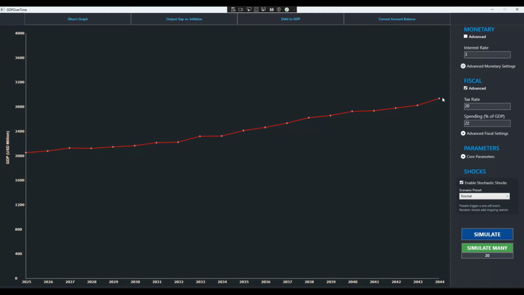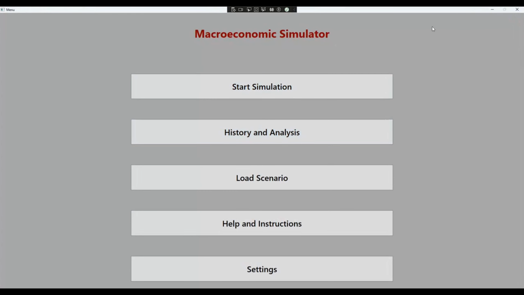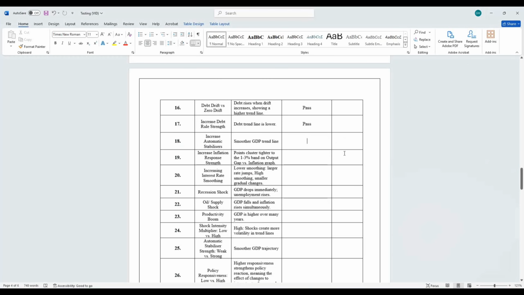The trend line goes from A to B. The gradients don't vary as much. The gradients do remain the same apart from this little blip here, which is probably due to a higher shock scenario, which is randomly generated. But overall, we do have a stronger positive gradient. So we can mark this test as a success as well.